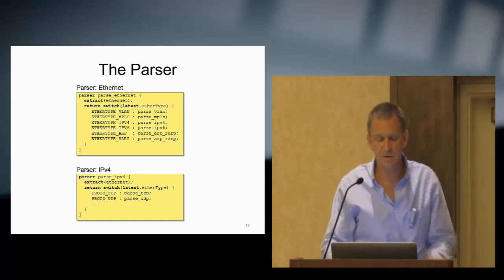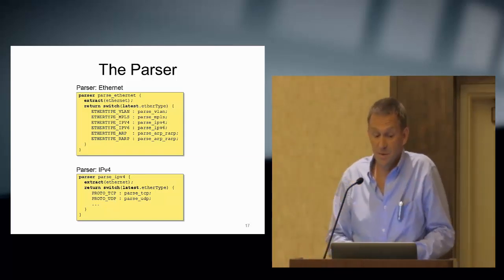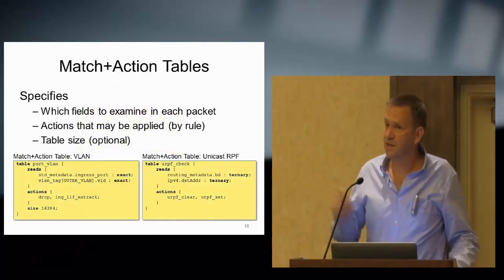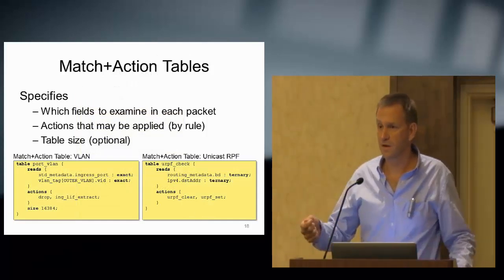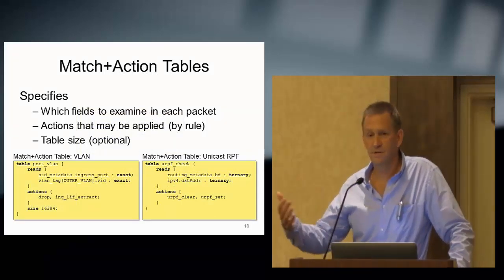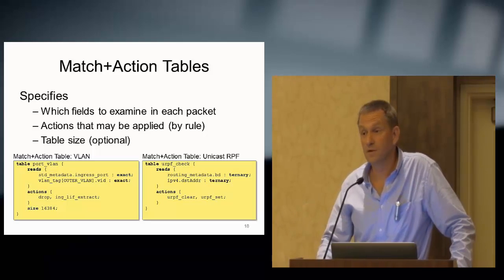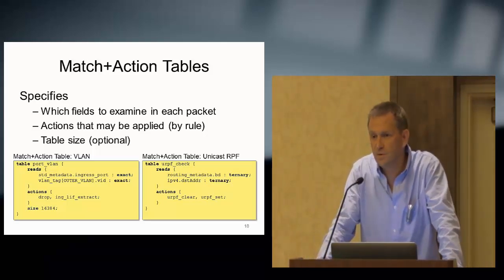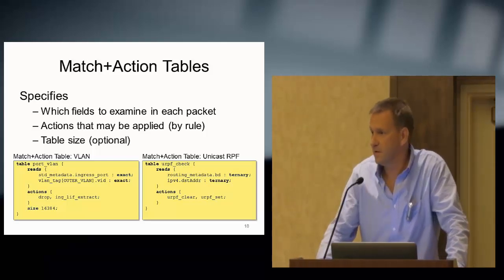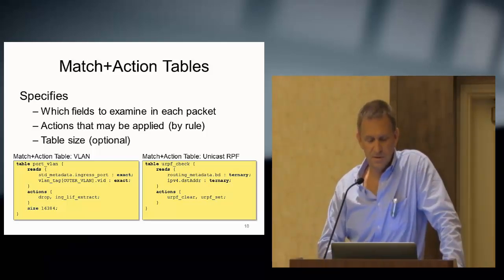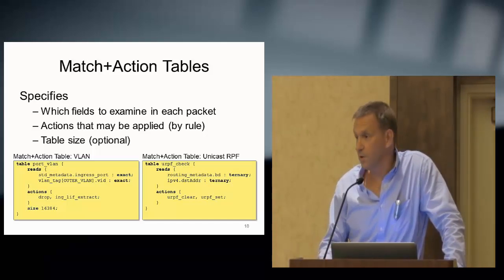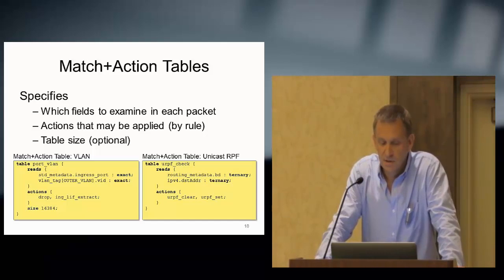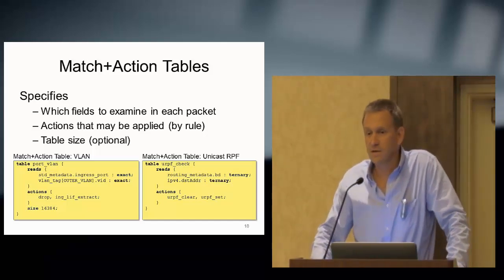The match and action tables specify which field to examine in each packet and the actions that may be applied. Now, the actual actions will be defined by the rules that get put into the tables, but it's helpful to give a hint in advance as to the actions that might be used by a table so that you know how to make sure that the data is available to that stage of the processing. And then, if you want, you can indicate a table size, so that's supported within the language. No surprise, it's set up as a structure here.